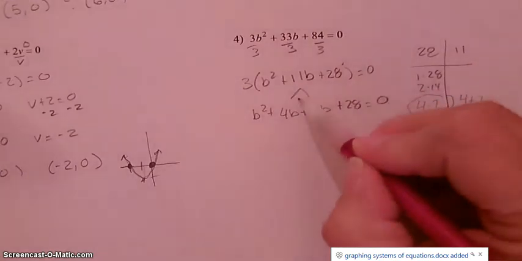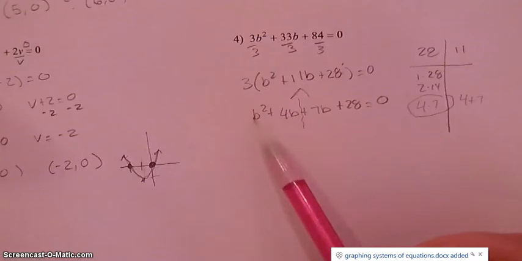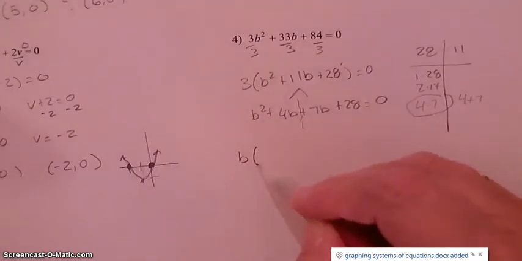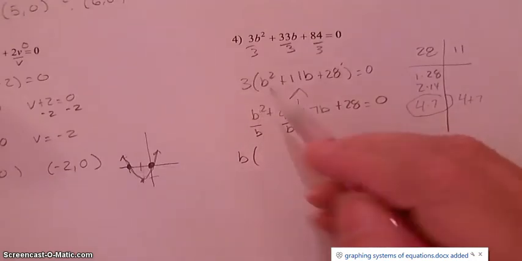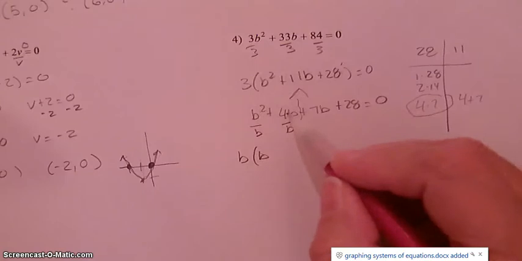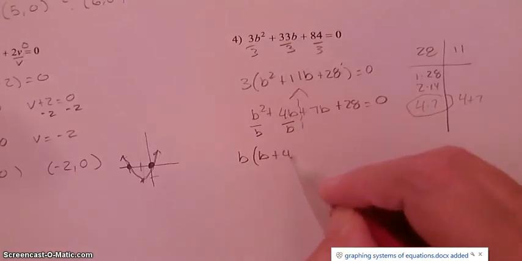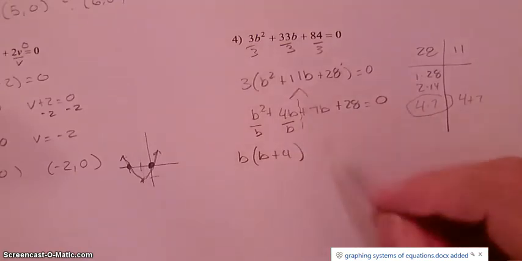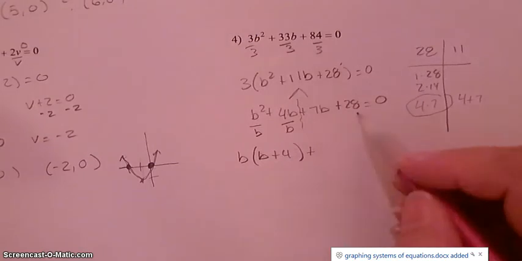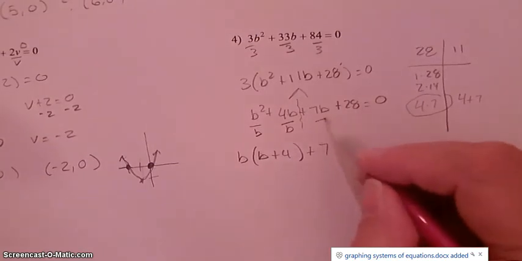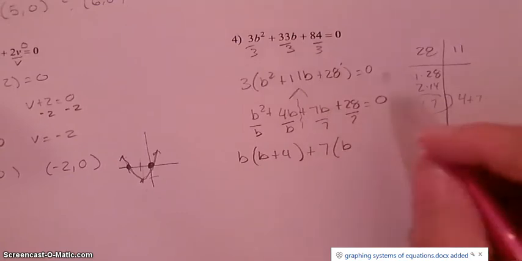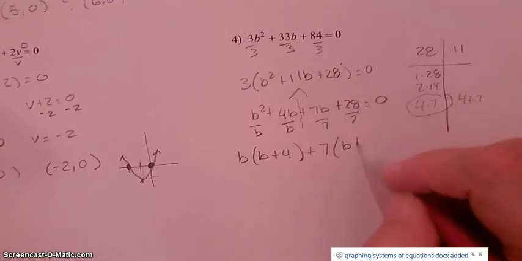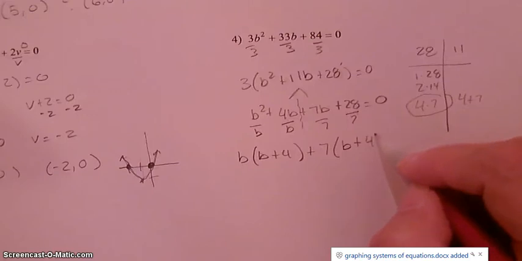Now we're going to split this up into 2. What's in common between b squared and 4b? I have a b in common, so I'll bring that on the outside and divide each of these terms by b. b squared divided by b is b left, and 4b divided by b is plus 4. Bring down the sign in the middle. 7b and 28 have a 7 in common, so I'm going to factor that out. 7b divided by 7 is just b, and 28 divided by 7 is 4.